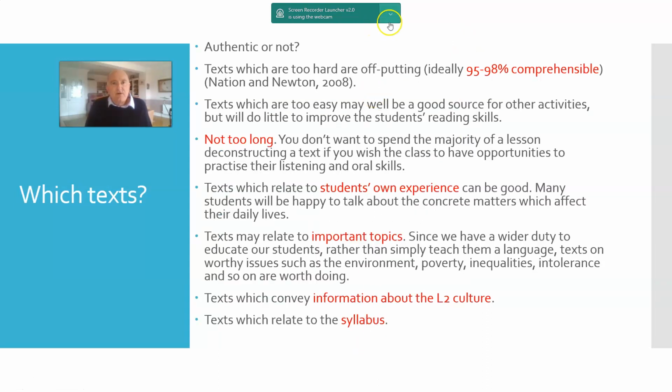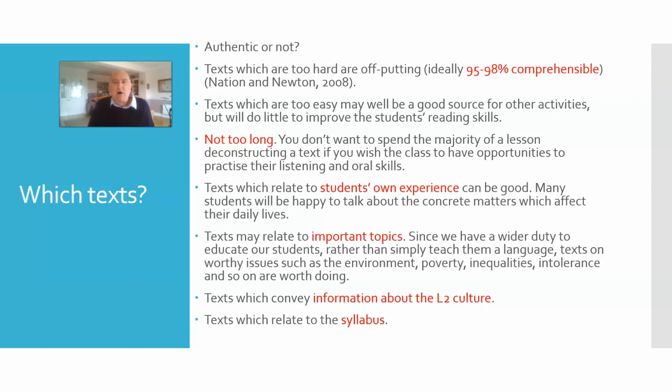So first of all, which sort of texts should we be using? Well, as I mentioned in the last presentation, there's always the question about whether they should be authentic or not, and I made the case then for texts not necessarily being authentic, but ideally being comprehensible, and ideally 95 to 98% comprehensible, according to Nation and Newton.